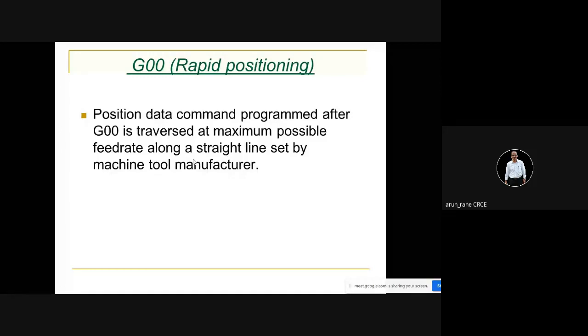Anybody wants to join? You should join a little early. Otherwise, always a disturbance.